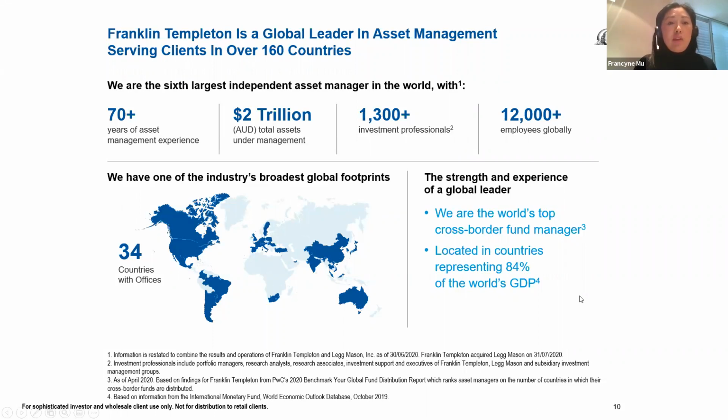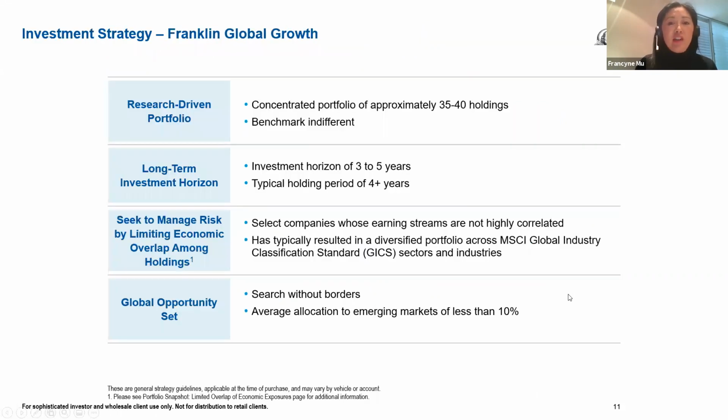So as part of the Franklin Global Growth team, our investment strategy, which is on the next slide, thank you, is the following. We run a bottom-up research-driven strategy with a concentrated portfolio. It's 35 to 40 names in the fund, or 20 in the SMA. We're benchmark indifferent. We have a long-term investment horizon of 3 to 5 years. The average holding period is around 4+ years, although we have quite a few names in the portfolio that we've held for longer than that.